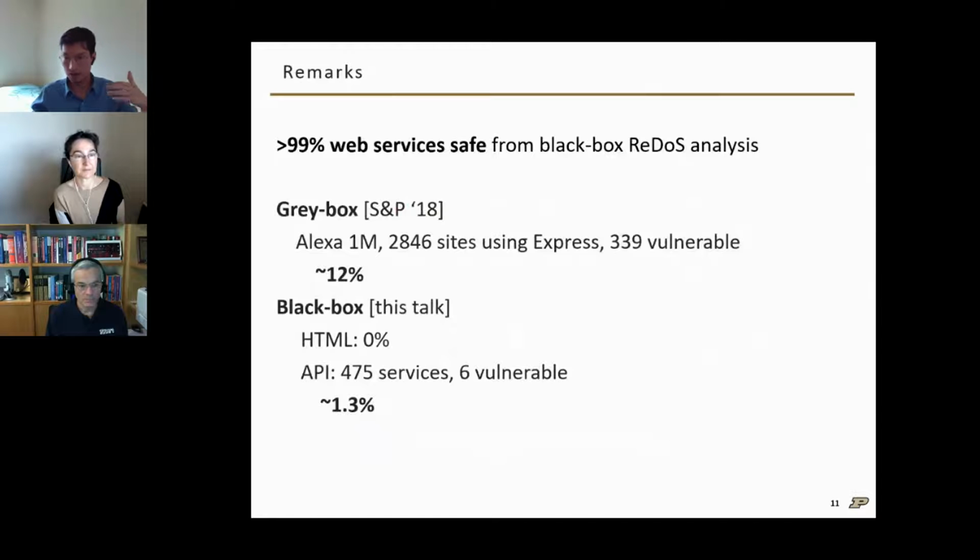In our study, we found that over 99% of studied web services were safe from black box analysis. This is a very small risk, and it should inform how software engineers regard ReDoS. On the other hand, Staicu and Pradel reported in their study that their gray box analysis found 12% of websites using Express to be vulnerable to ReDoS. Comparing their results to ours, on the API side, we found 1.3% of web services to be vulnerable.